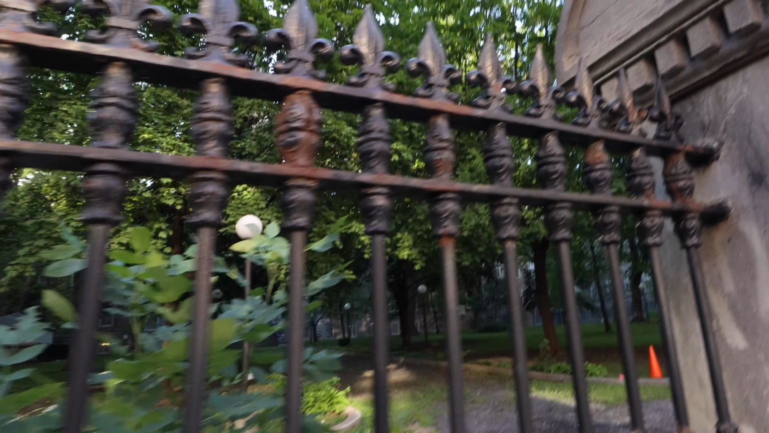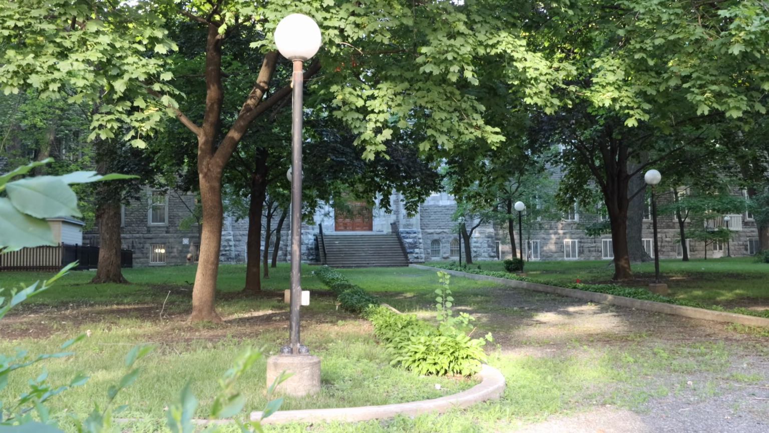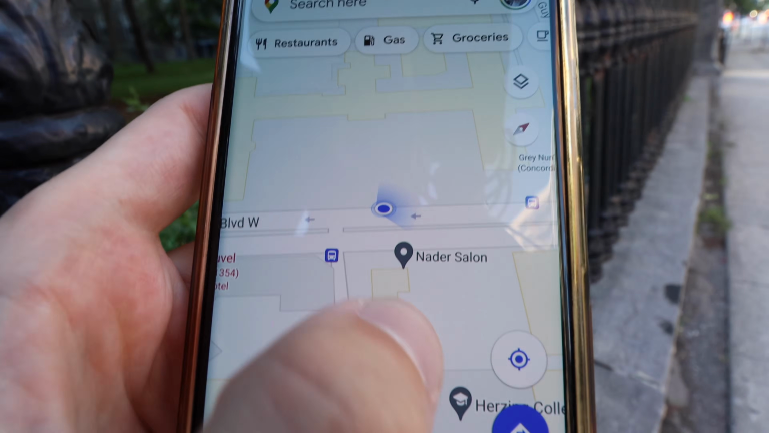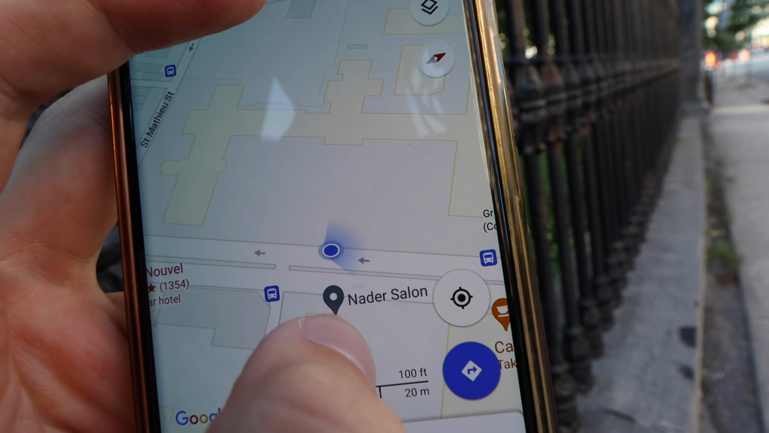Wow, look at this. This is kind of weird to see a big gated up mansion in downtown Montreal. I'm gonna check Google Maps and figure out what this is. Google doesn't know. It shows nothing. All right, I'm gonna cross again to avoid some of that construction across the street. And then I'll tell you a bit more about Rene Levesque.